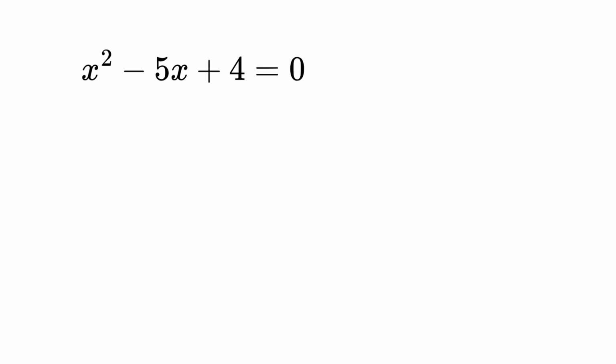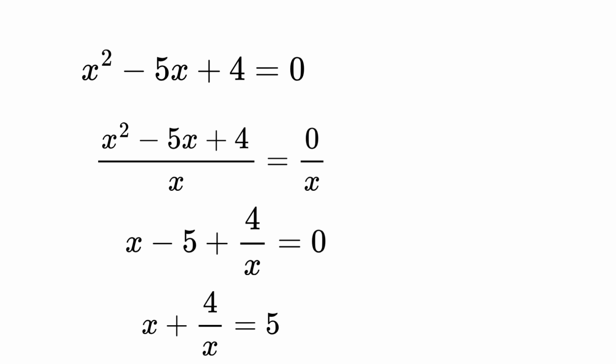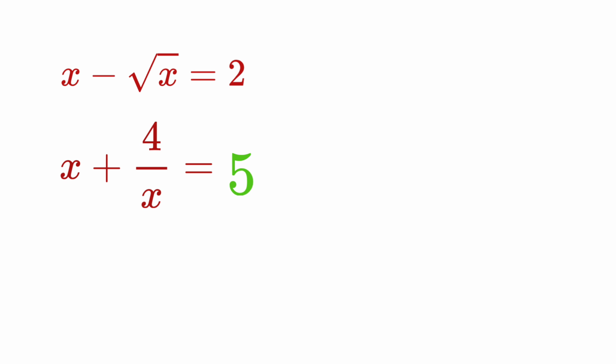Divide by x on both sides. Then x square minus 5x plus 4 by x is equal to 0 by x. Then we get x minus 5 plus 4 by x is equal to 0. Then x plus 4 by x is equal to 5. So we have got the answer as x plus 4 by x is equal to 5.